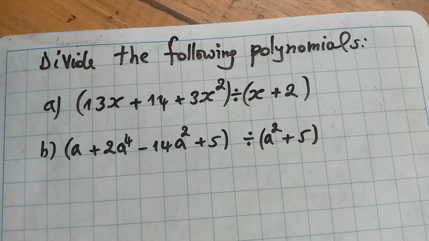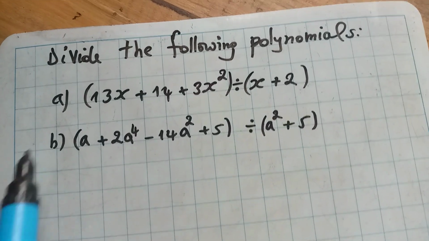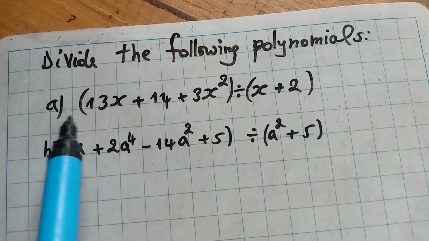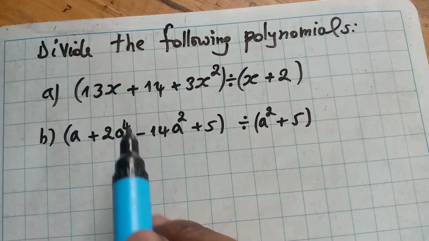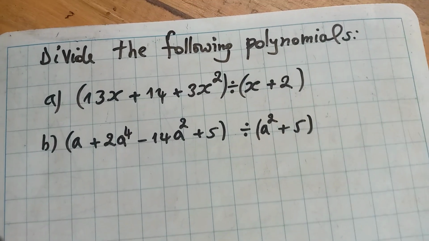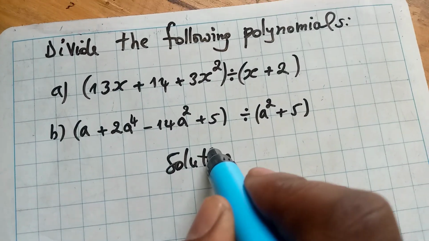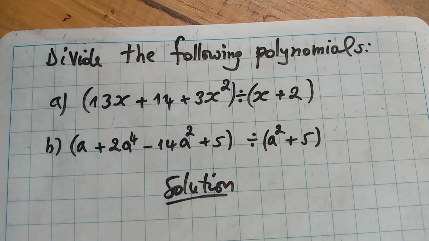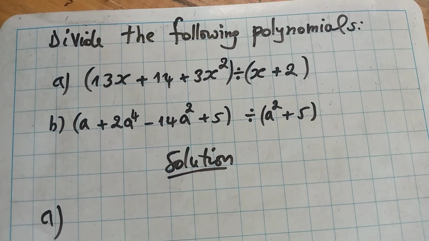Hi. Here you have polynomials to be divided. We have polynomial number A here, number B here. We need to divide them accordingly. So as solution here, we start by number A.